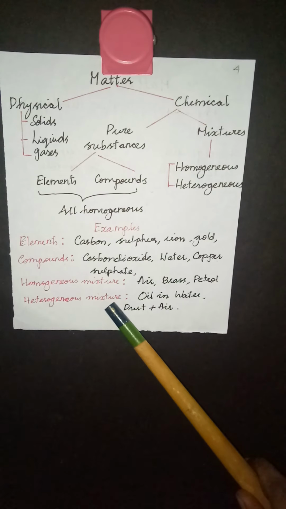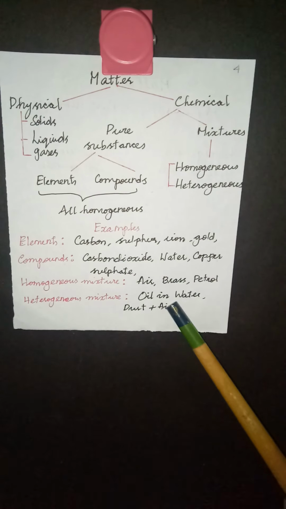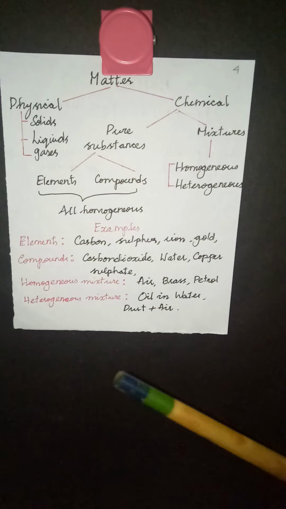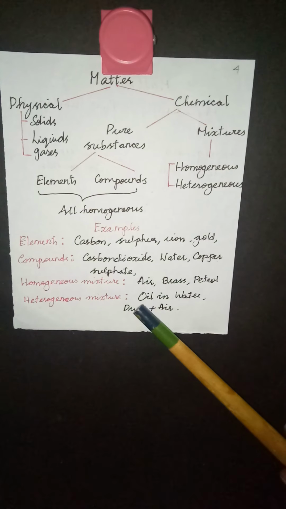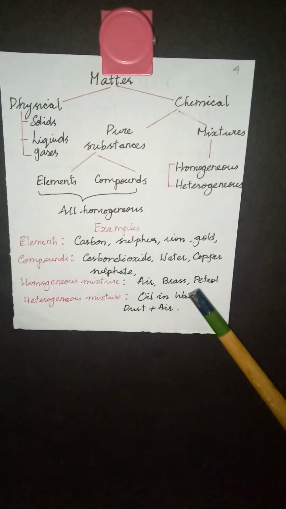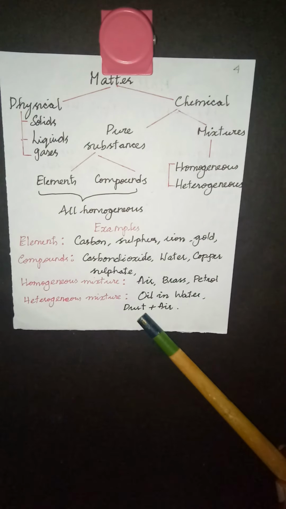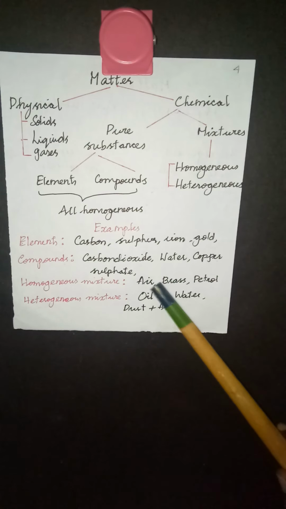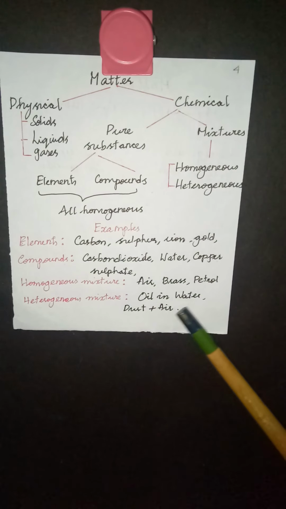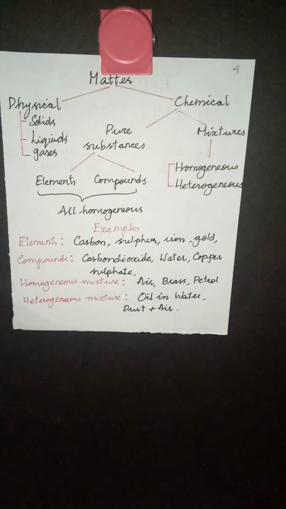Next one is heterogeneous mixture, and again, if you dissolve oil in water, you can see two distinct layers. You cannot say it is homogeneous. This comes under heterogeneous mixture. And same way, when there are dust particles present in air, then air is no more homogeneous. It is called as heterogeneous mixture.